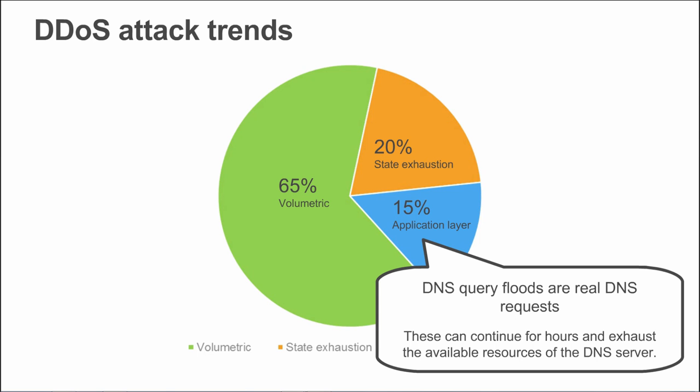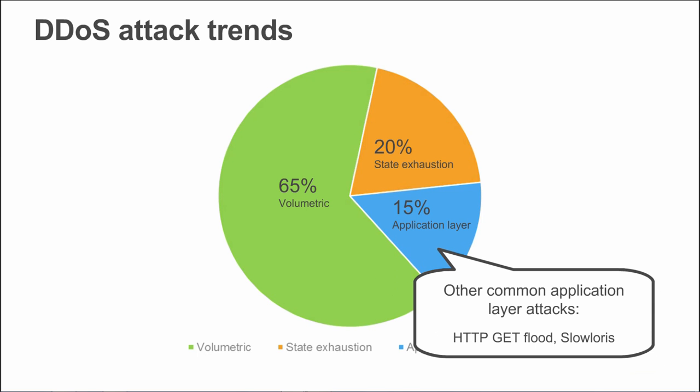And the last type of DDoS attacks occur at the application layer. One of the most common types of application layer attacks occurs on the DNS layer, and these are DNS query floods. These typically last for a long period of time and exhaust your DNS resources on a DNS server. Other types of attacks that are also common among application layer attacks are HTTP GET floods or slow read attacks.